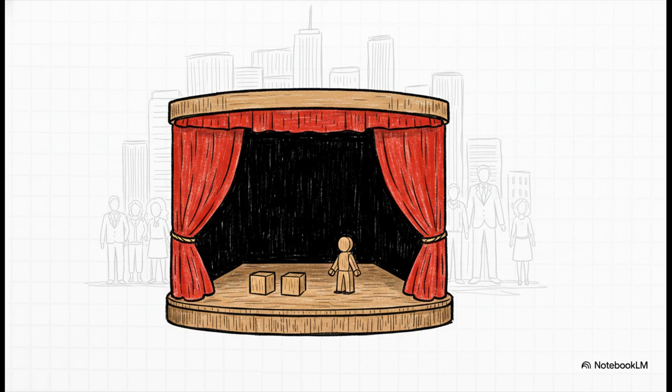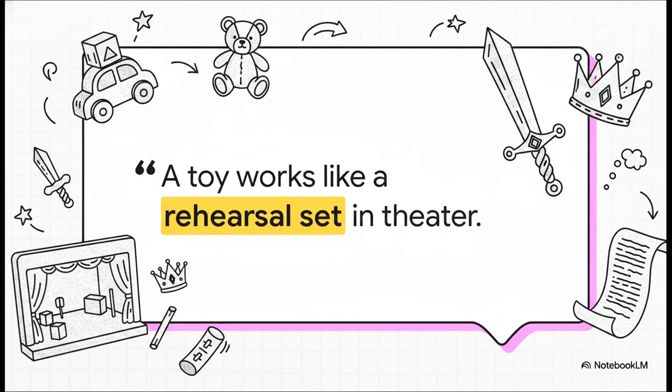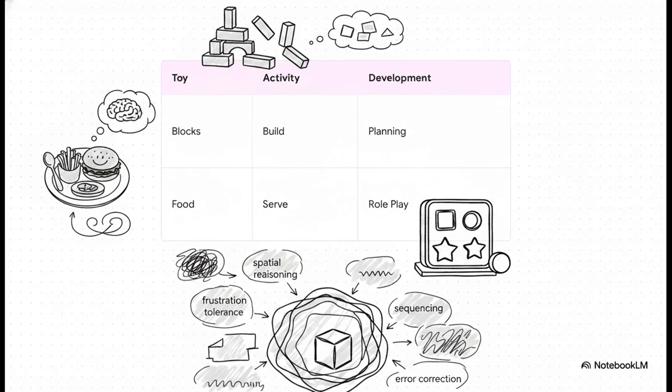It's the platform on which a child gets to practice the grand, complicated, messy script of life in a totally safe way. And here's your memory tip for this concept. A toy works exactly like a rehearsal set in a theater. The set is small, the props are entirely fake, but having them there allows the actor to practice a much larger, very real story. Okay, let's dive into play as actual skill building.